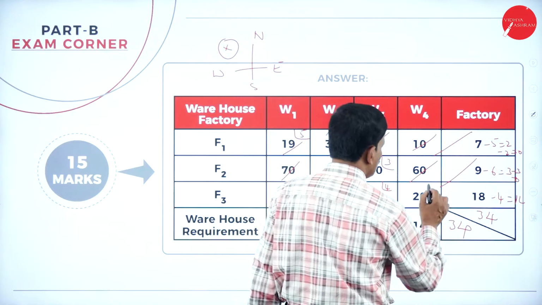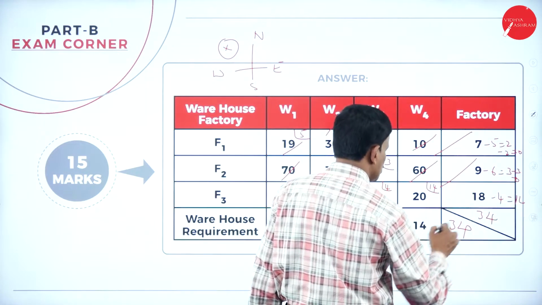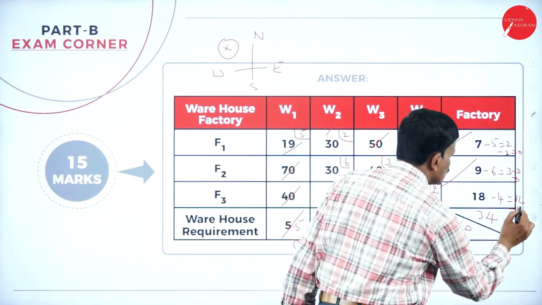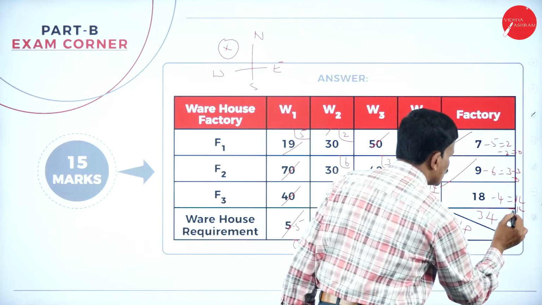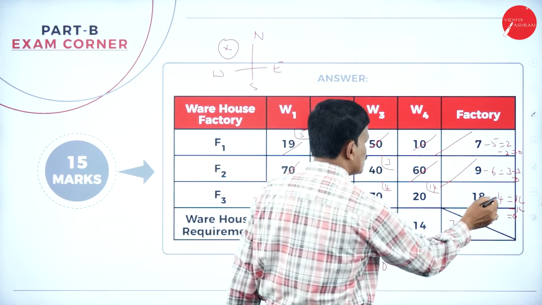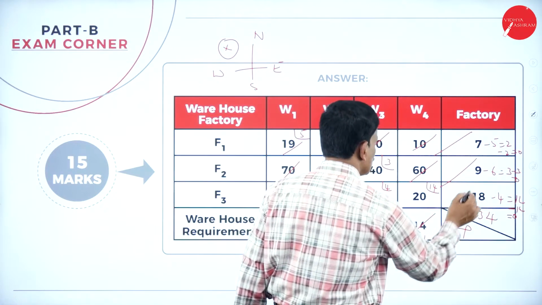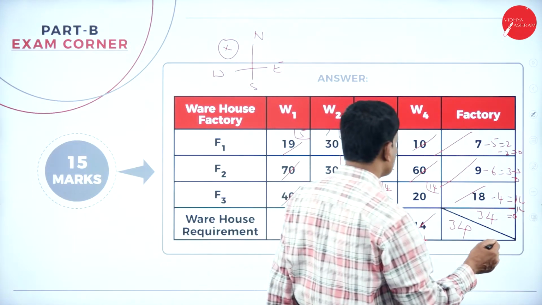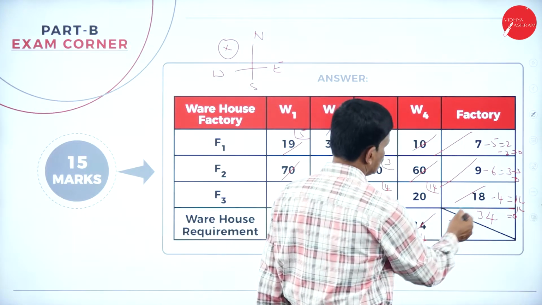What is the minimum value? 14 is the minimum value. See here it is 14. 14 cancel. This 14 also gets cancelled. This is equal to 0, right? So this is also 0. Once this cancels, it means we can cancel the entire row. So now see here, the last value 14 gets cancelled.